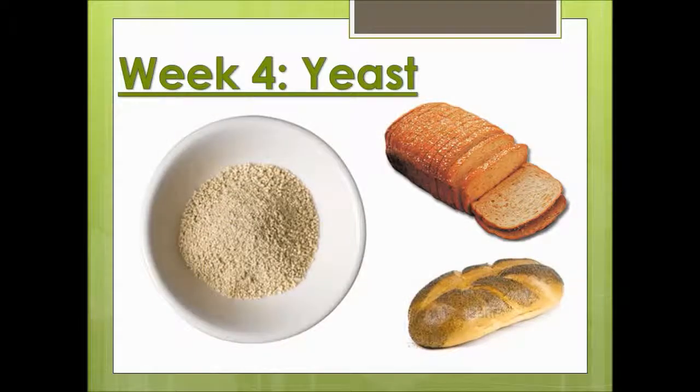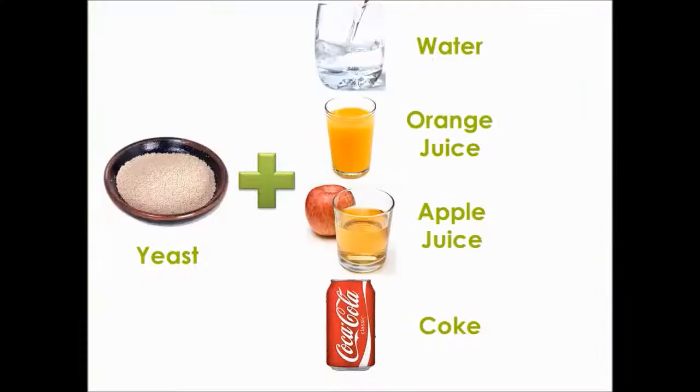In the next week, you learned about yeast. Yeast is a living organism that is used in the process of bread making. Yeast eats sugars, and once it digests these sugars, releases carbon dioxide as a byproduct. In your experiment, you combined yeast with 4 different liquids: water, orange juice, apple juice, and Coke. Once the yeast was combined with each liquid, you observed the amount of carbon dioxide gas that was released by attaching a balloon to the top of each container. The more sugar that was present in each liquid, the more gas the yeast would release.